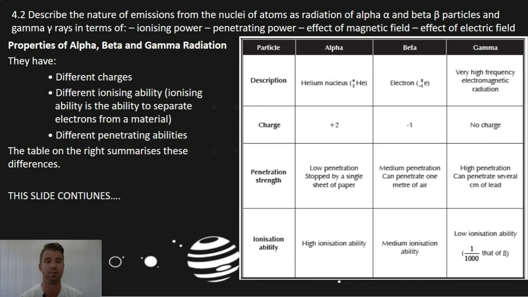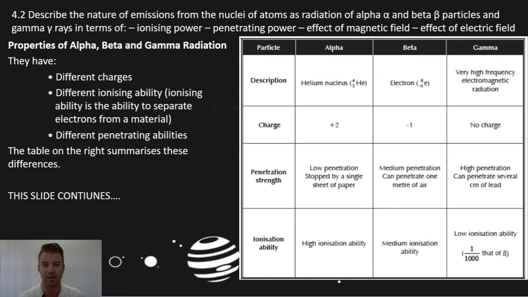So an alpha particle has a charge of +2, a beta particle has a charge of -1, and a gamma particle has no charge. For penetration strength, it goes from left to right. So alpha is the lowest penetration, beta is medium penetration and can be stopped by air, while gamma is a high penetration and can penetrate several layers of lead or centimeters of lead.